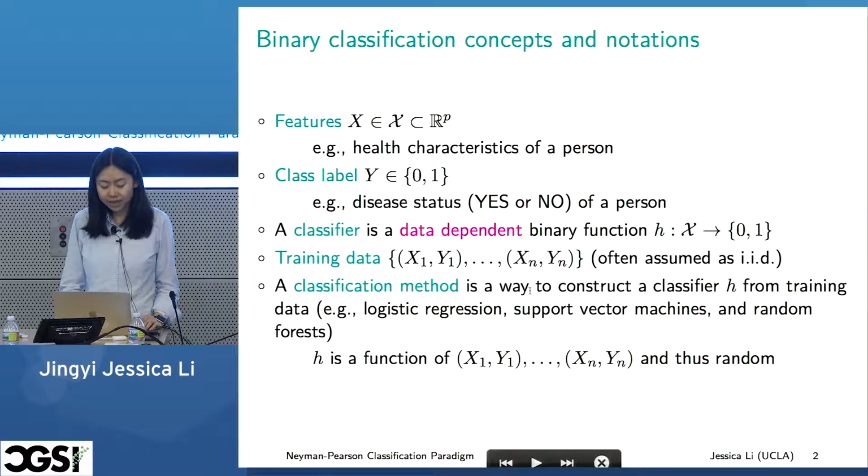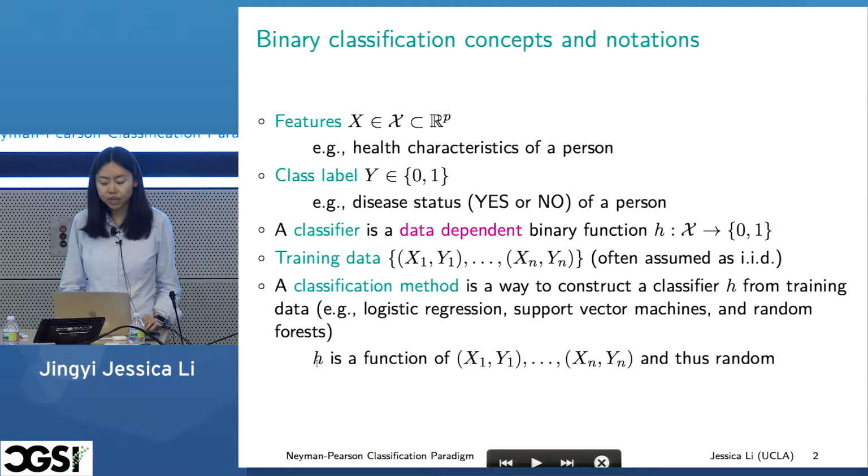Therefore, we can see that after the training, the resulting classifier, which we call H, is a function of the training data. And as statisticians, we care a lot about where the randomness comes from. If we regard the training data as random, then the resulting classifier is also random. And this is important. We are motivated to study asymmetric error control because of this relationship.